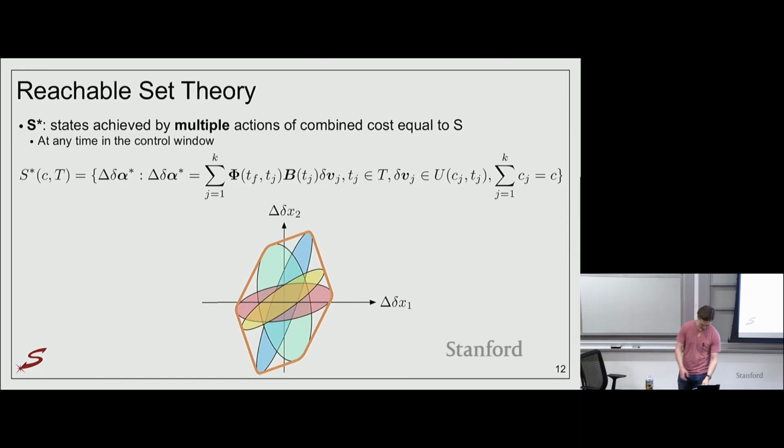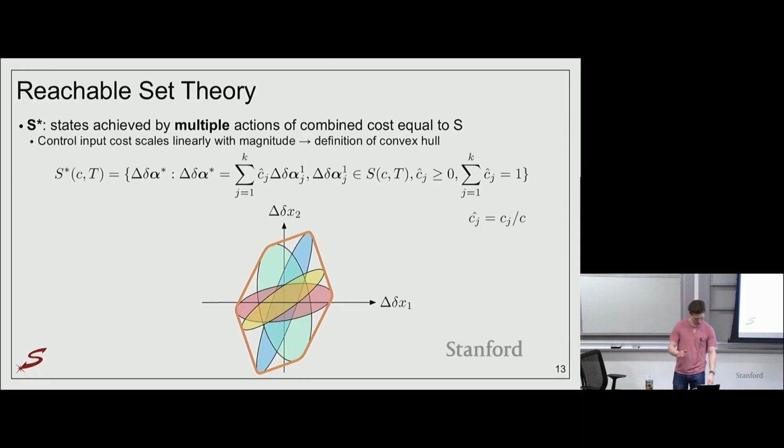So we can simplify this expression to this, where now we have the set of states within the convex hull or reachable set equal to the set of states that can be achieved with a single maneuver of cost equal to C, scaled by this coefficient, which you can see is just a coefficient constrained between 0 and 1. It's just a percentage. So now we have this linear combination of maneuvers.